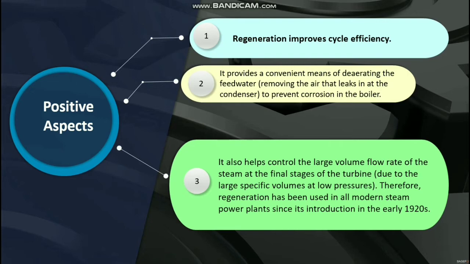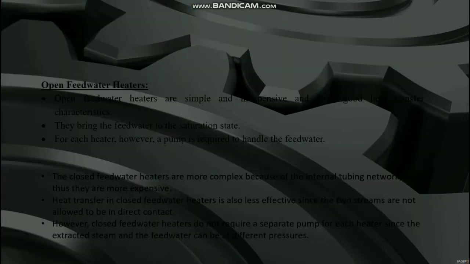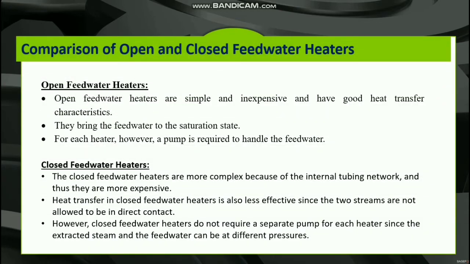So let's compare the open and closed feed water heaters. Open feed water heaters are simple and inexpensive and have good heat transfer characteristics. They bring the feed water to the saturation state. For each heater, however, a pump is required to handle the feed water. On the other hand, closed feed water heaters are more complex because of the internal tubing network, and thus they are more expensive. Heat transfer in closed feed water heaters is also less effective since the two streams are not allowed to be in direct contact. However, closed feed water heaters do not require a separate pump for each heater since the extracted steam and the feed water can be at different pressures.